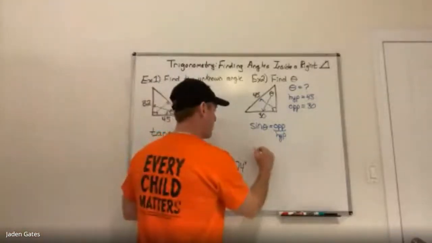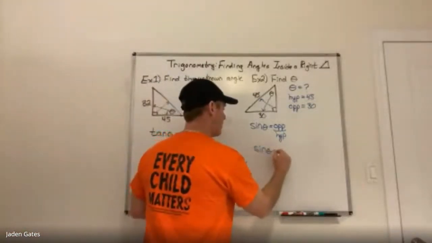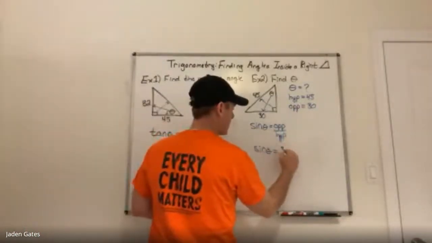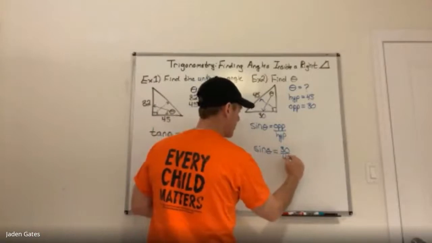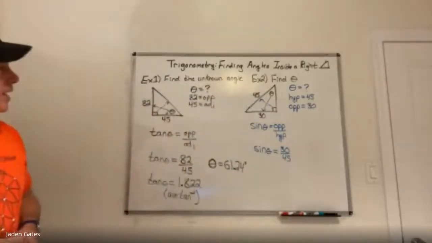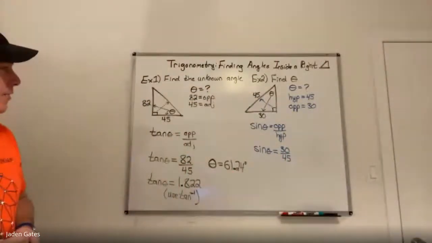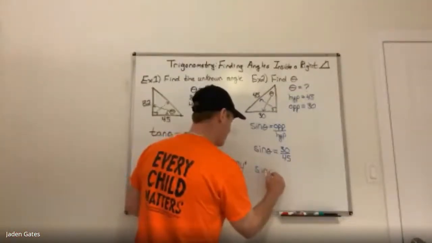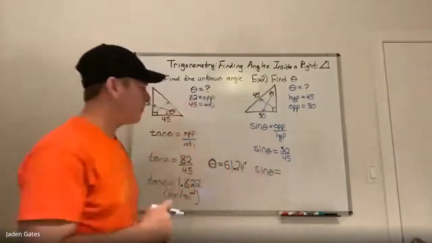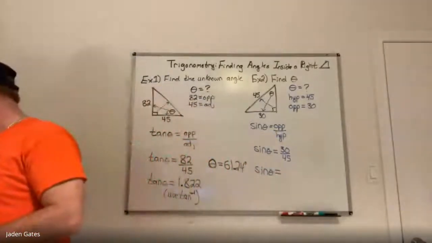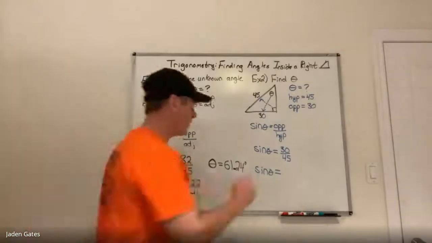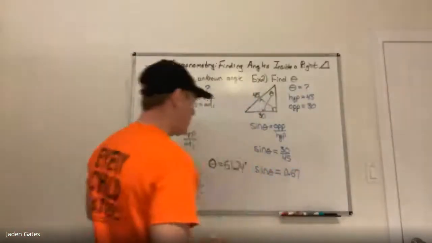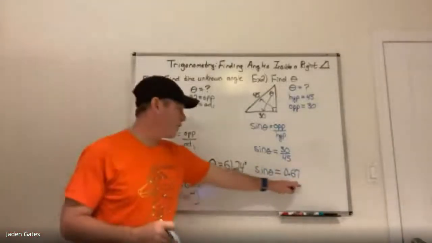All right, so I have sine theta. Make sure I get things in the right order here. 30's on the top, that's my opposite. 45's on the bottom, that's my hypotenuse. So now I'm going to divide, because I can figure out 30 divided by 45. I believe that's 0.67. Yeah, 0.67. 2/3. Okay.